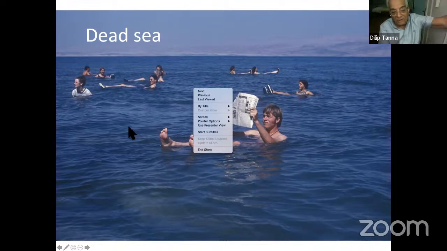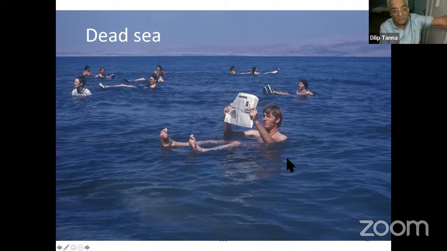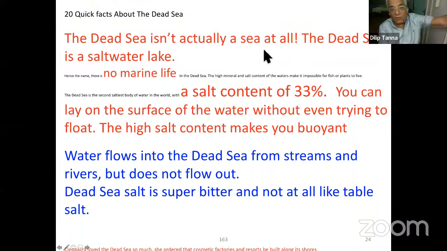And that's the reason it is high salinity, and this is the typical one known as the Dead Sea. The Dead Sea isn't actually a sea at all. It's a saltwater lake. No marine life. Salt content is 33%. You can lay on the surface of the water without even trying to float. The high salt content makes you buoyant.